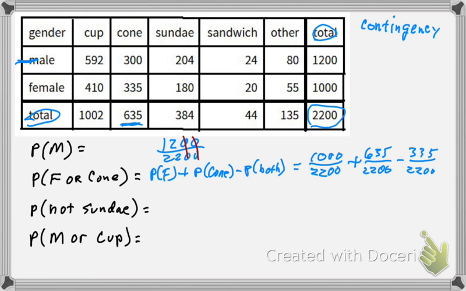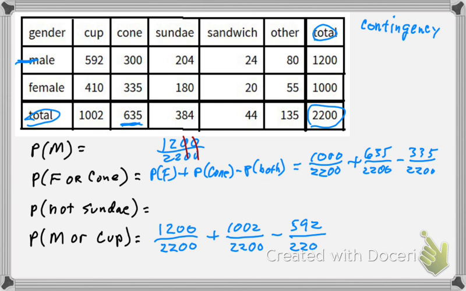Male, we already know, was 1,200 out of 2,200 from the first question. How about cup? 1,002 out of 2,200. How many males like cups? 592. Right? See, these tables make this kind of thing a lot easier. So you just add up 1,200 and 1,002 and then subtract 592 and put all that over 2,200. Let's look at the last rule real quick.